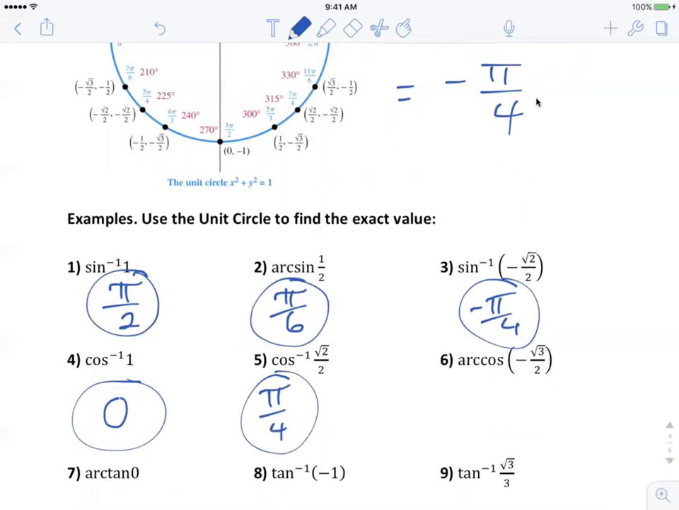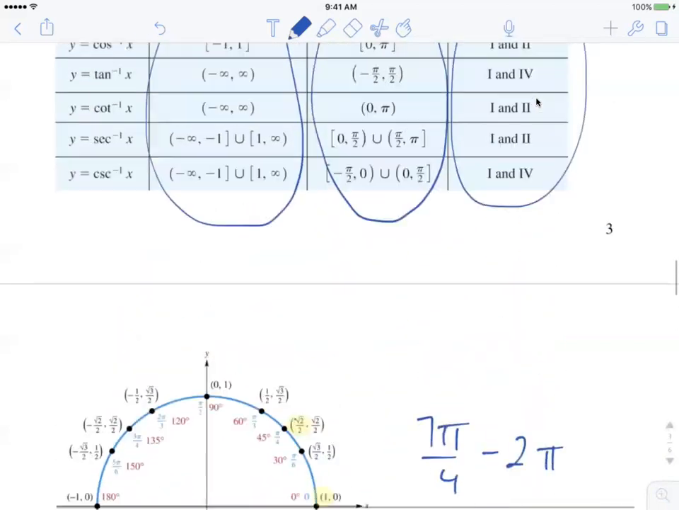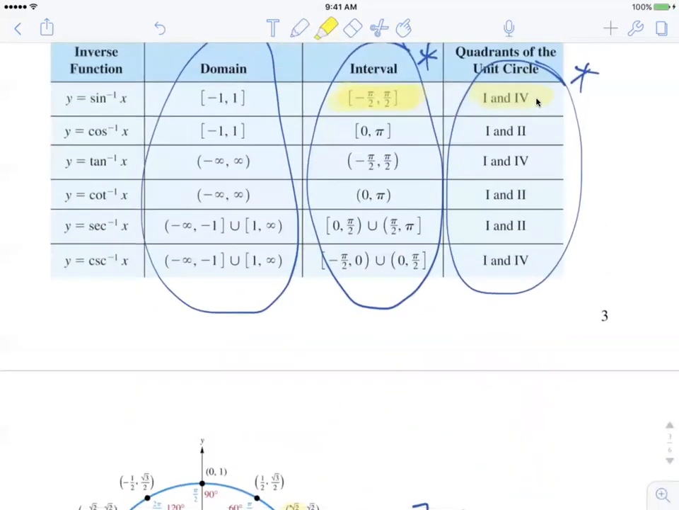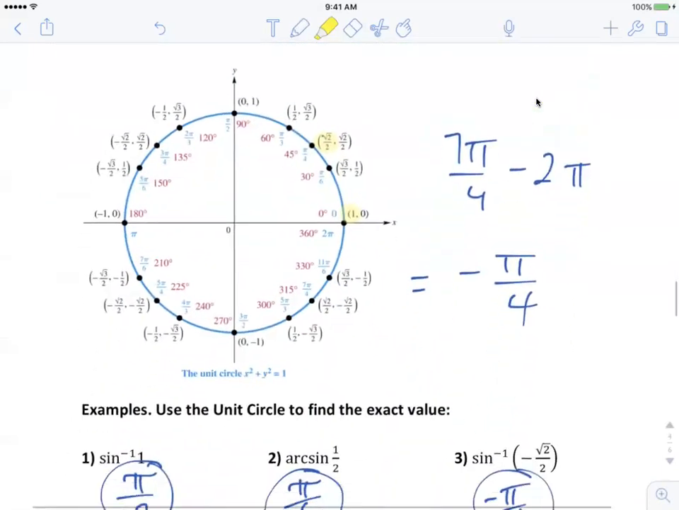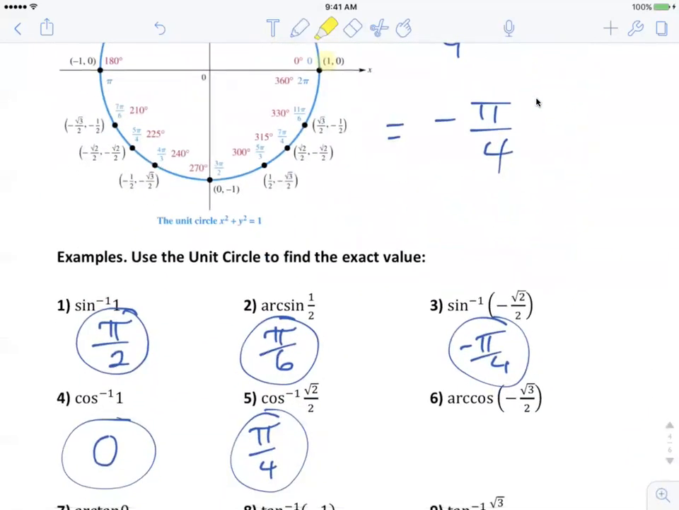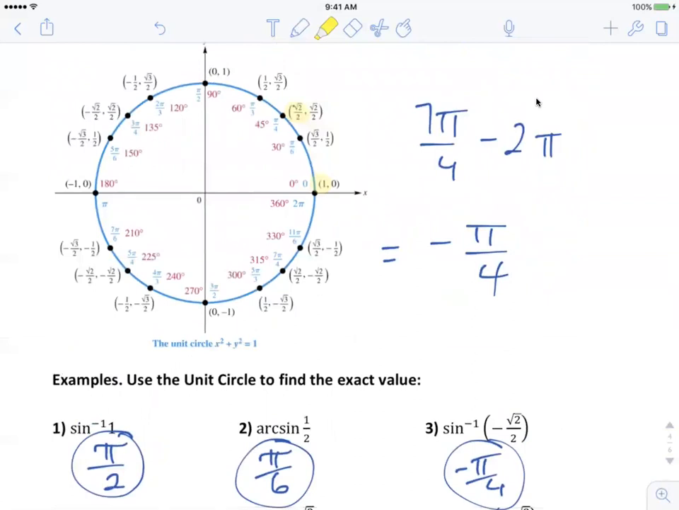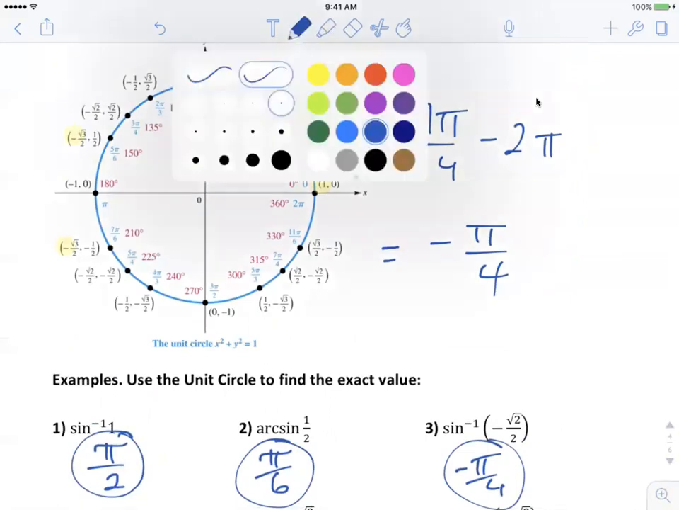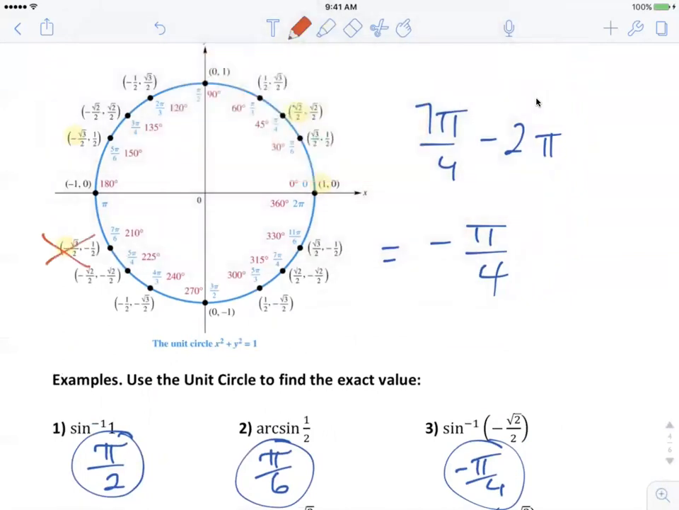Okay, so for cosine, remember its restriction is 0 to pi, or quadrants 1 and 2, right? So it's a little different for cosine, right? If we're looking at negative values, we're going to go to quadrant 2 and look for a negative root 3 over 2 on the x coordinate. There it is, okay? So in other words, there's another one over here, but you don't want to go there, right? That's outside of the range, right? So there's your pitfall. Don't go to quadrant 3.